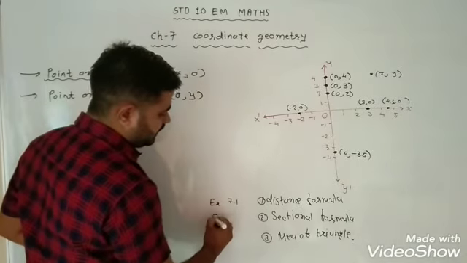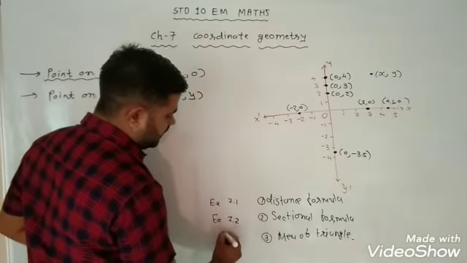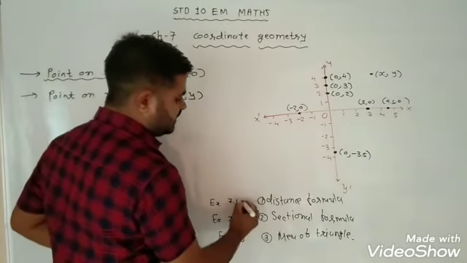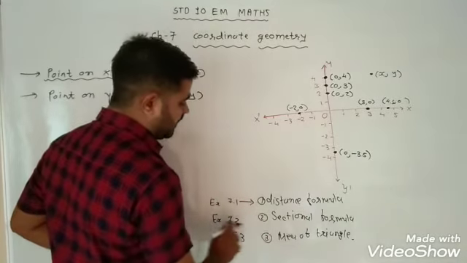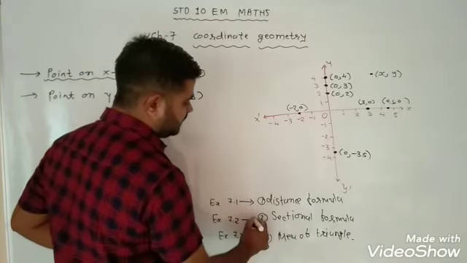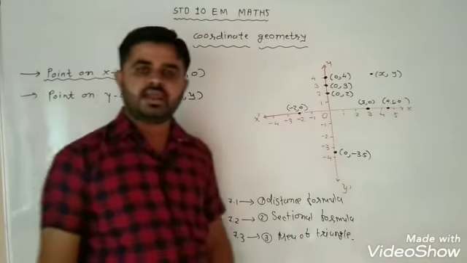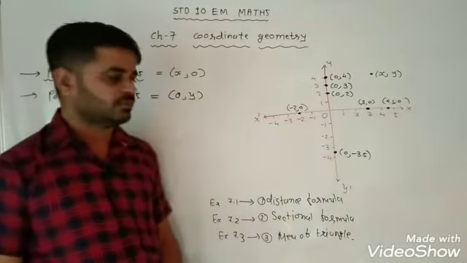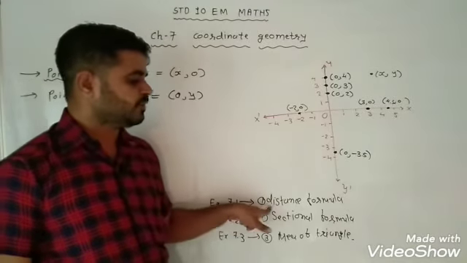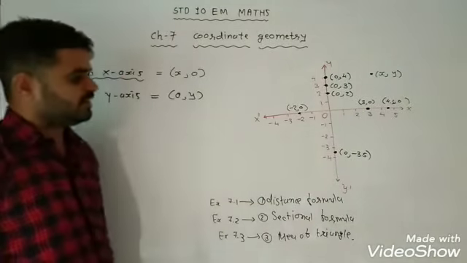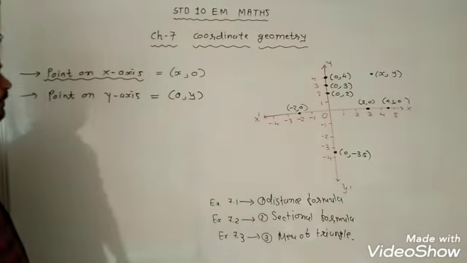Now in this chapter we have 3 exercises: exercise 7.1, exercise 7.2, and exercise 7.3. 7.1 deals with the distance formula, 7.2 deals with the section formula, and 7.3 deals with the area of a triangle by using its vertices. Okay, so first of all we have to discuss the distance formula. So let us see the distance formula. What is the distance formula?